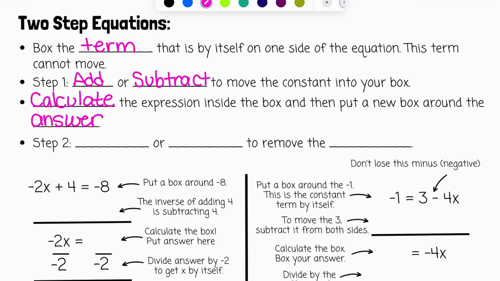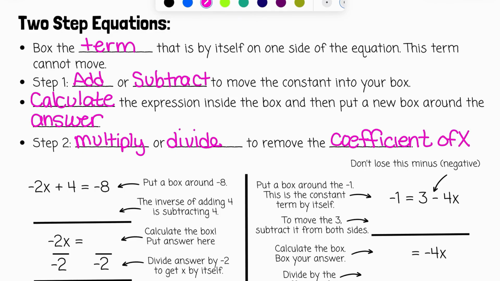Now we're ready for step 2. Step 2 is going to be to either multiply or divide. That's going to remove the coefficient of x. All right, let's see what I mean by that.